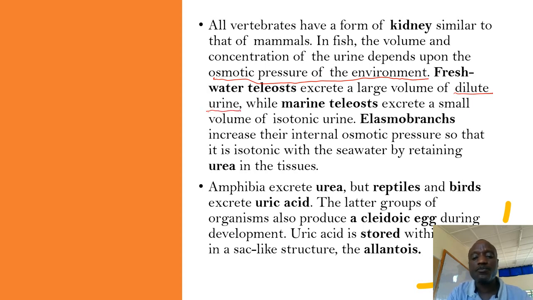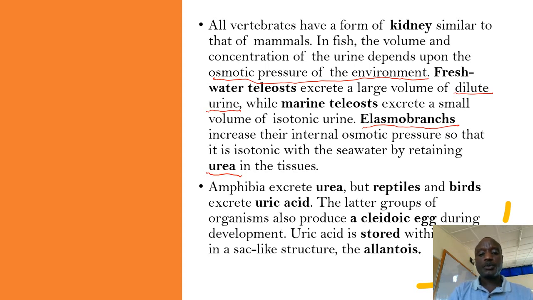Okay, dilute urine. But now marine teleosts, because the environments are different, some live in fresh water, others live in marine. So the ones which live in fresh water discharge dilute urine. Those which are found in marine discharge isotonic urine, which means there is a balance there. Now here come elasmobranchs, which increase their internal osmotic pressure so that it is isotonic with seawater by obtaining urea in their tissue. So this is an adaptation in elasmobranchs.